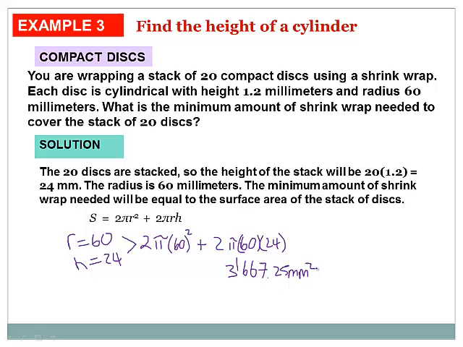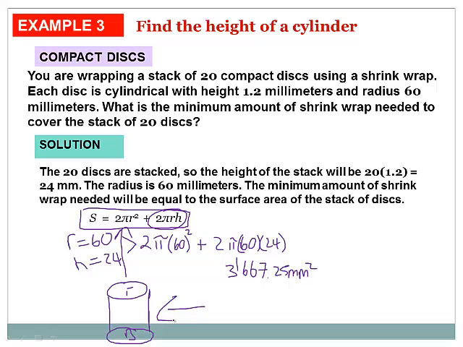Now, some people are probably wondering where this is actually derived from. The reason is that here, these are your two circles, your top and your bottom, so that accounts for the top and the bottom. This part right here, if you unfolded it, you would get a rectangle with a height of 24, and the length would be the circumference of a circle, 2 pi r.